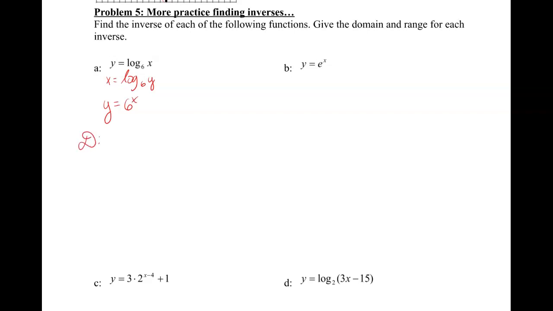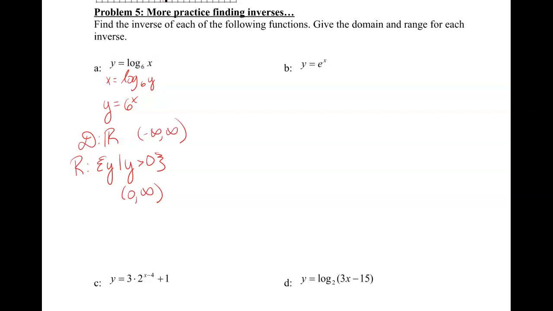And then I've got domain is going to be equal to all real numbers. And then my range would be the set of all y's such that y is greater than 0, or 0 to infinity. This one would be from negative infinity to positive infinity. Again, I like interval notation better.